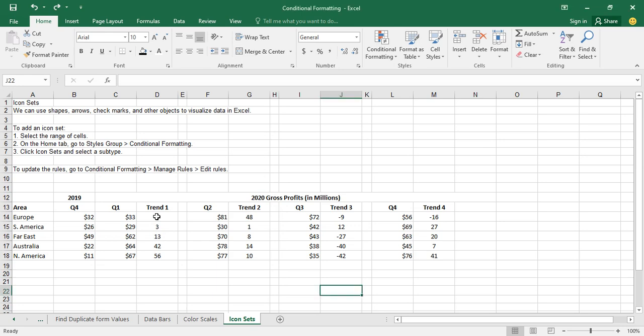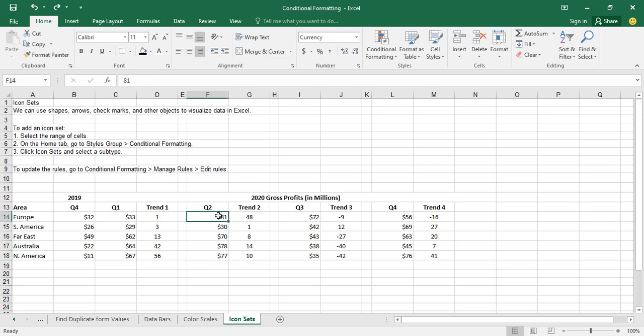And when you look at it, you will discover that okay, things are going well for Europe from 32 to 33. That's like 1 million increase. For South America from 26 to 29, that's like 3 million. And for North America from 11 to 67, that's a whopping 56 million increase in profit. So that's trend one.